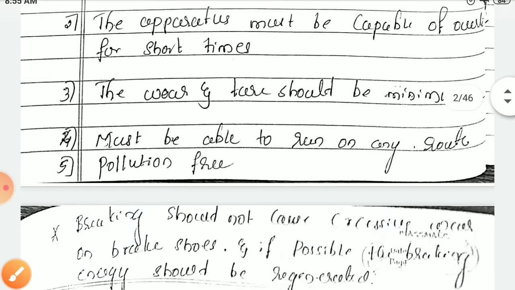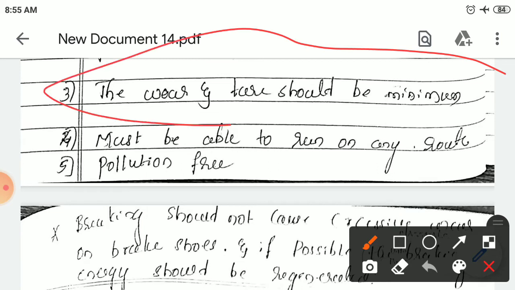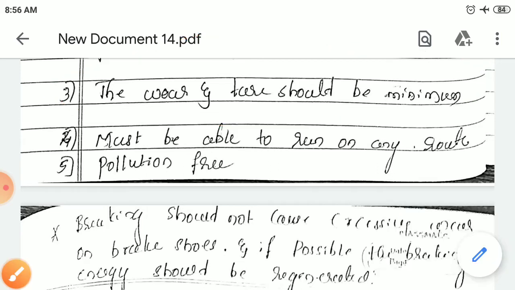Then the wear and tear should be as minimal as possible. If you want to say a traction system is good, then the wear and tear should be as minimal as possible, and it must be able to run on any road. It is not restricted to highways, state highways or national highways.